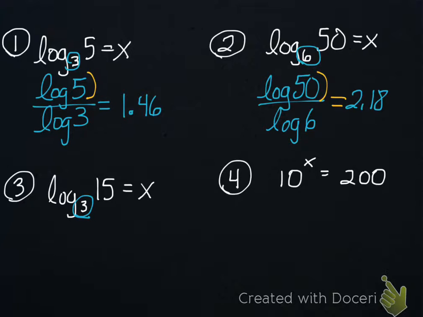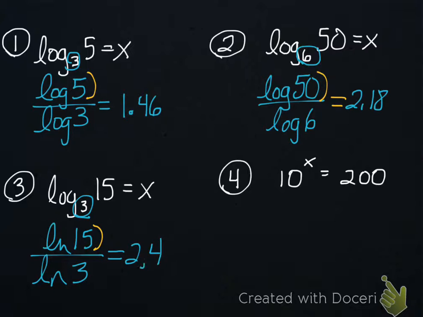Number 3, what's the base? The base is 3. Base goes to the bottom. I could use ln or I could use the log button, either one. The argument is 15, it goes on top. So log 15 divided by log 3, make sure you close your parenthesis, equals 2.46.